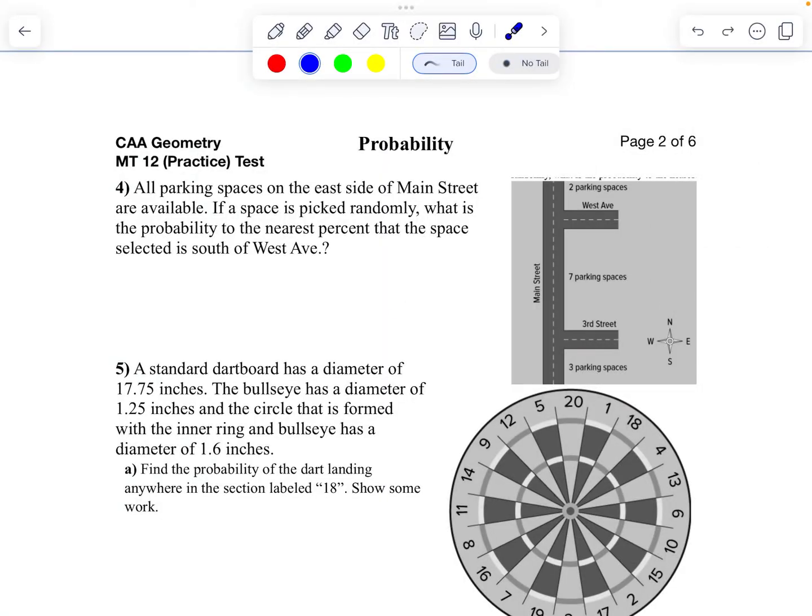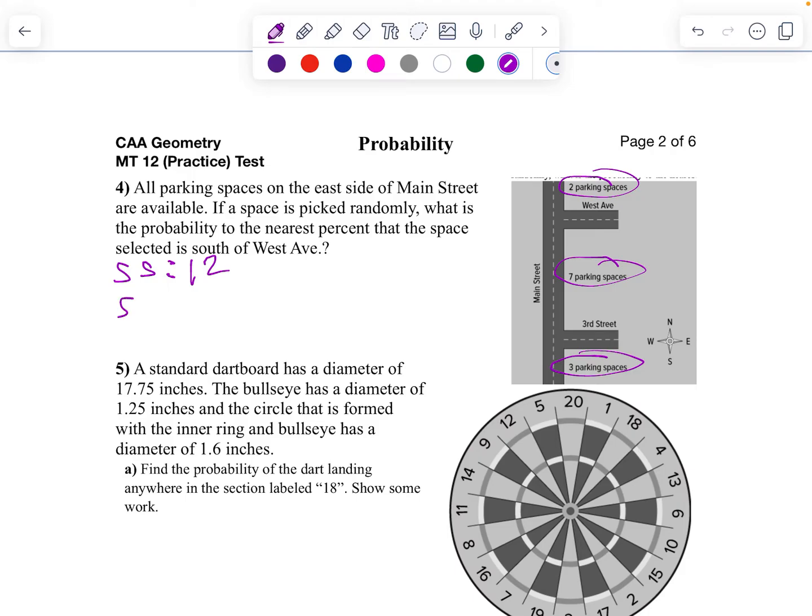On question 4, we got these parking spaces, and I want to know the probability to the nearest percent. So I want to write my answer as a percent that I'm south of West Avenue. Well, first of all, let's look at our sample space. How many parking spaces do we have? Well, we have 2, 7, and 3. So that's 12. So my sample space is 12.